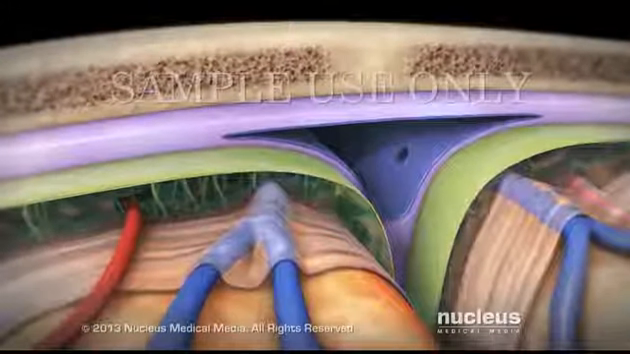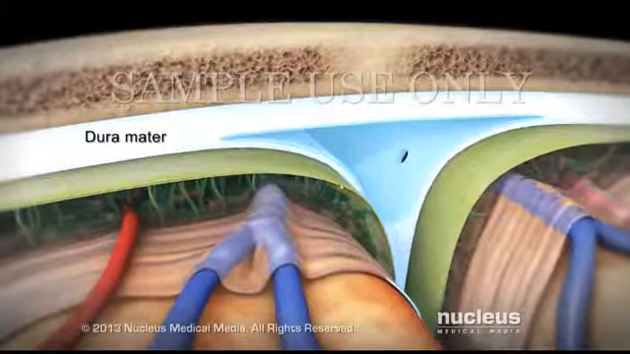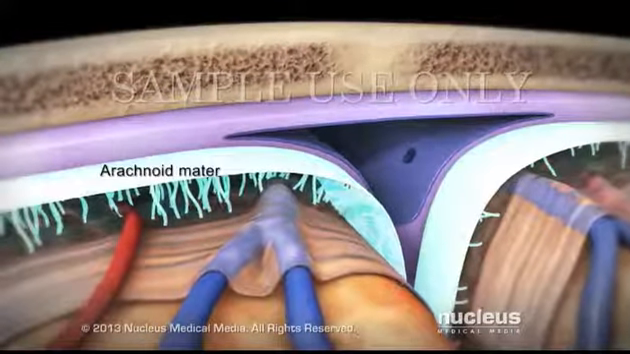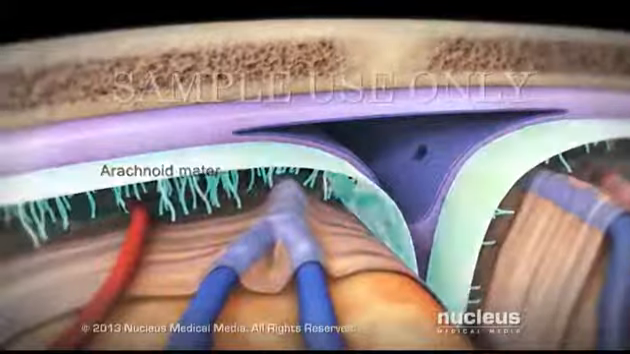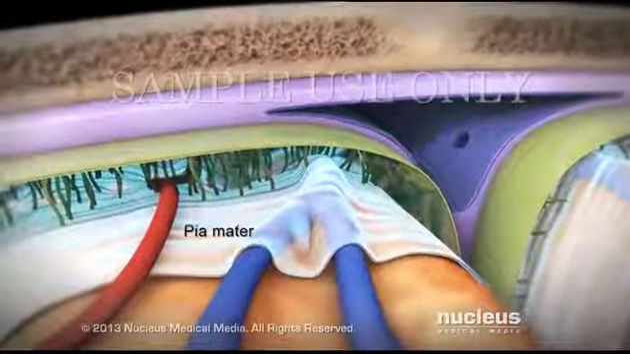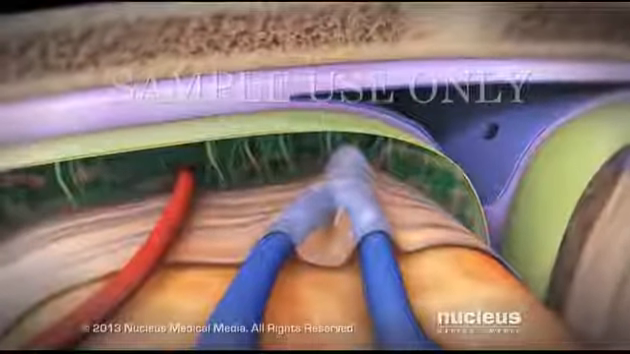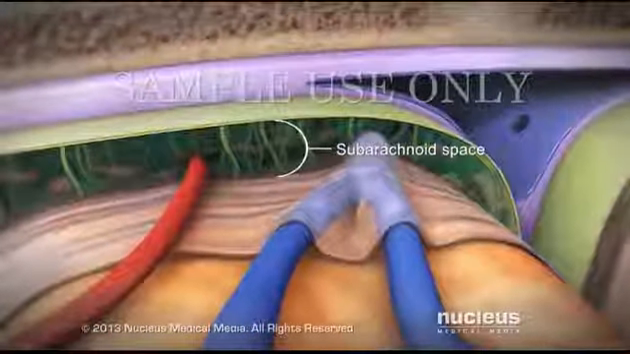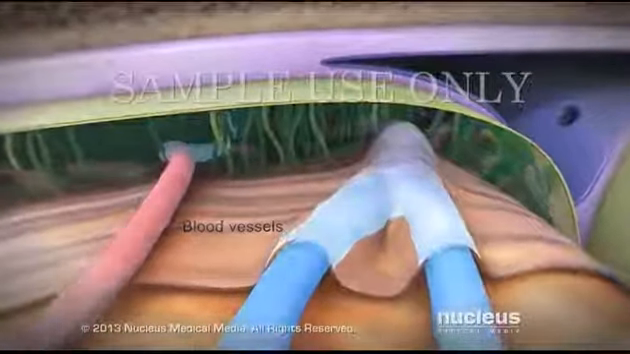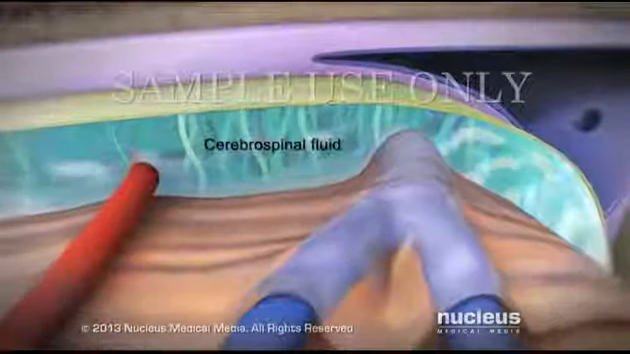The thick, outermost layer is the dura mater. The middle tissue layer is the arachnoid mater. And the innermost layer is the pia mater. Between the arachnoid mater and the pia mater is the subarachnoid space, which contains blood vessels and a clear fluid called cerebrospinal fluid.